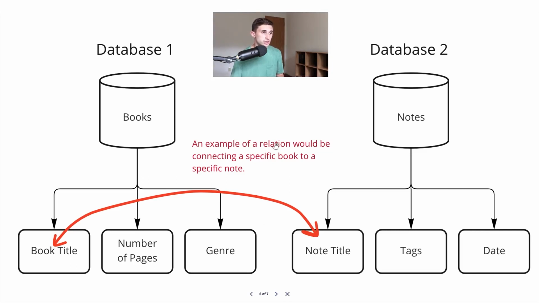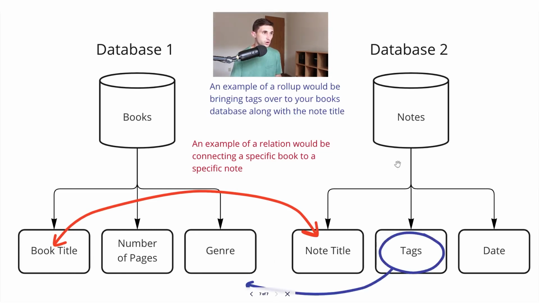So you need a relation to create a rollup. Once this relation is made, now I can roll up different information within these different databases. So let's say I wanted to pull tags into my books database alongside this book title. So this book title would have the note next to it, and it would also have the tags for that note. And that's where a rollup comes in. That's just pulling over tags into this row as well.